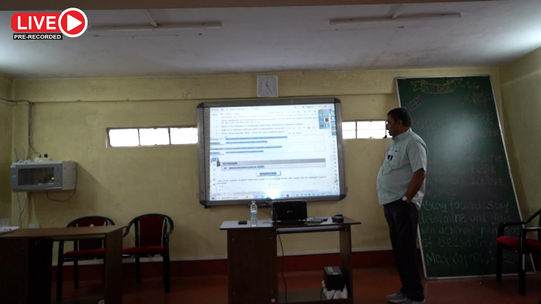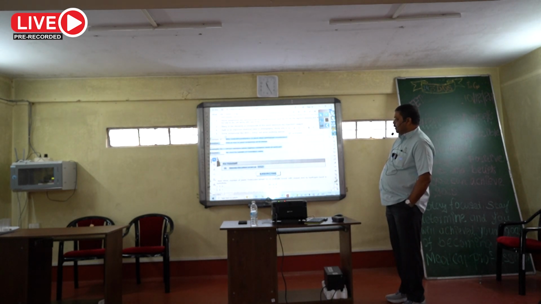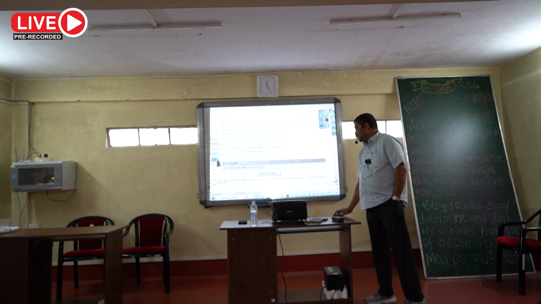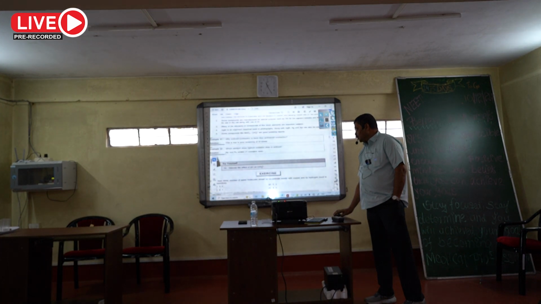Which element shows the highest oxidation state in actinoids? Neptunium and plutonium. This point we have not yet discussed. So neptunium and plutonium exhibit +7 state.